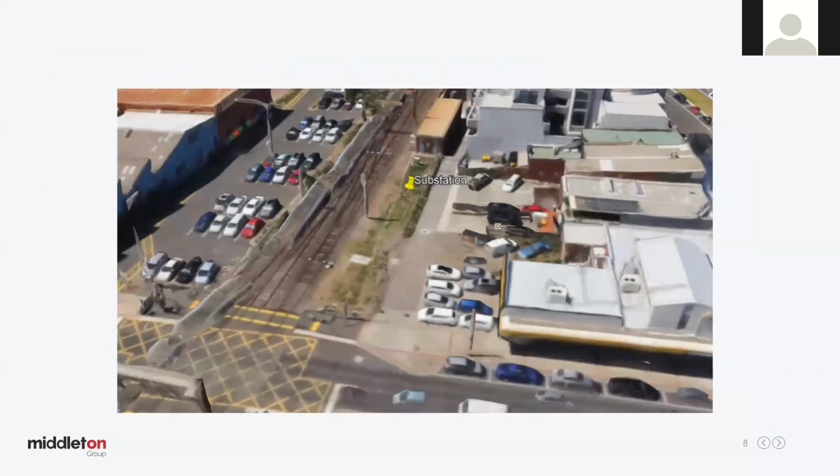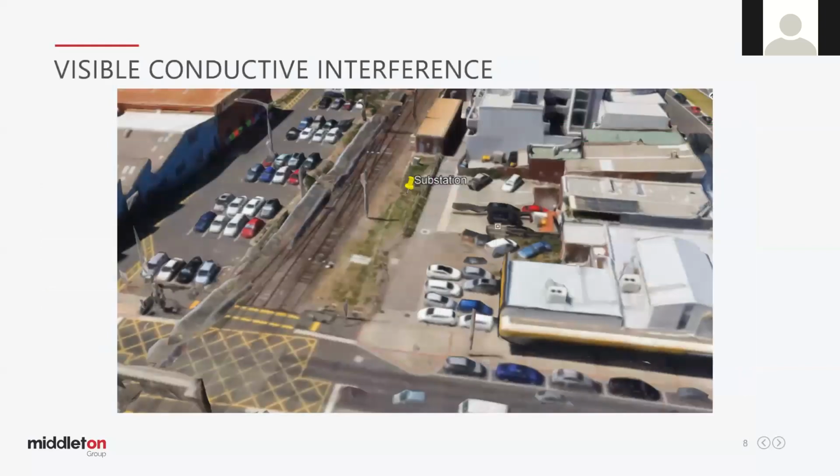So let's see what we should be doing when we're planning to go out on site. Here's a situation, good old Google Earth, and we're looking to build a substation next to the rail here in this example. So can we do soil res testing here?